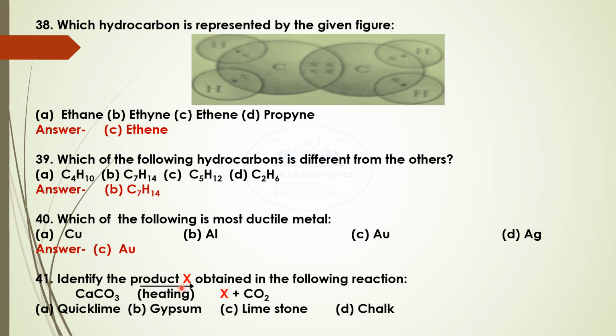Identify the product X obtained in the following reaction. Calcium carbonate on heating gives X plus CO2. What do you get? Quicklime, gypsum, limestone or chalk? Yes, A, quicklime.